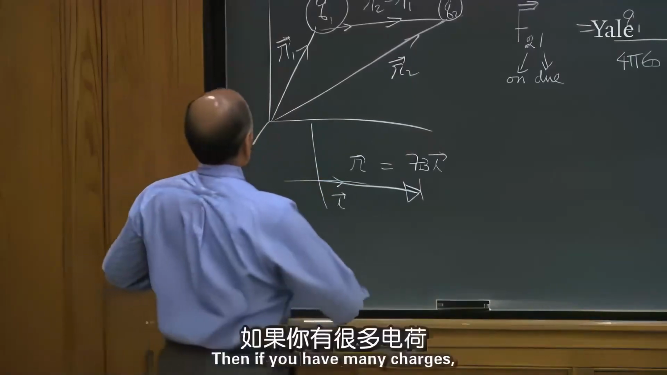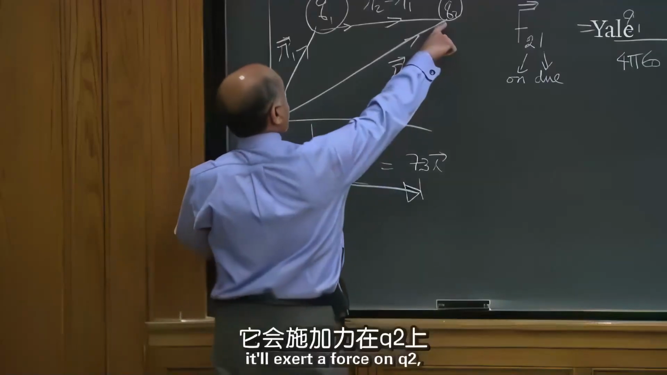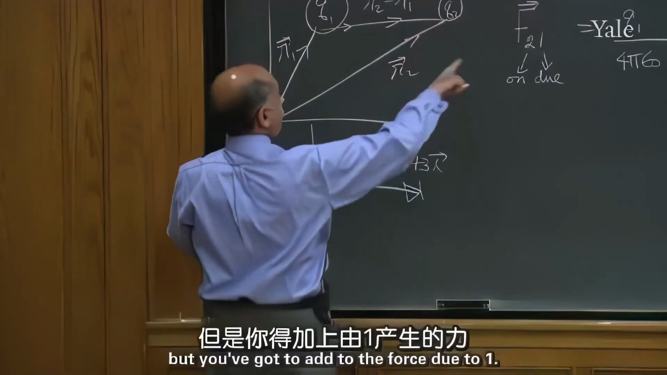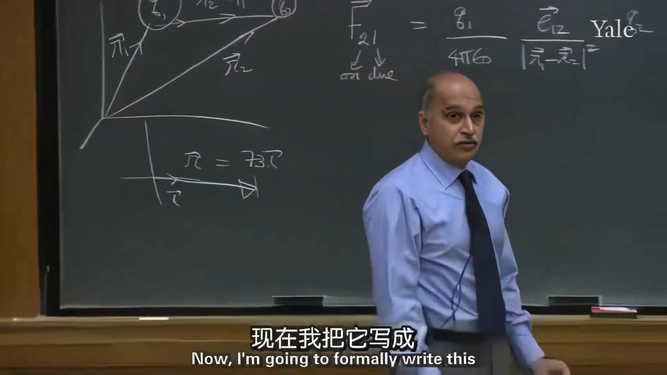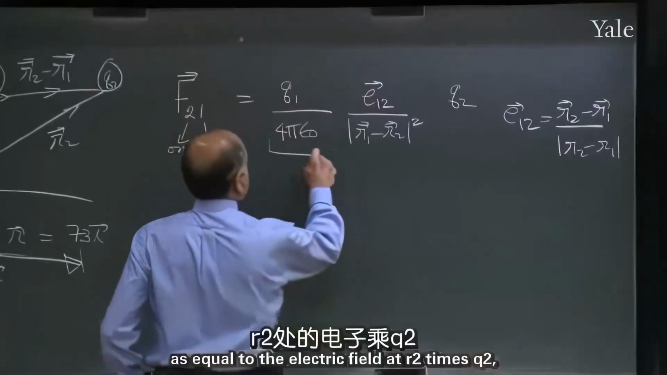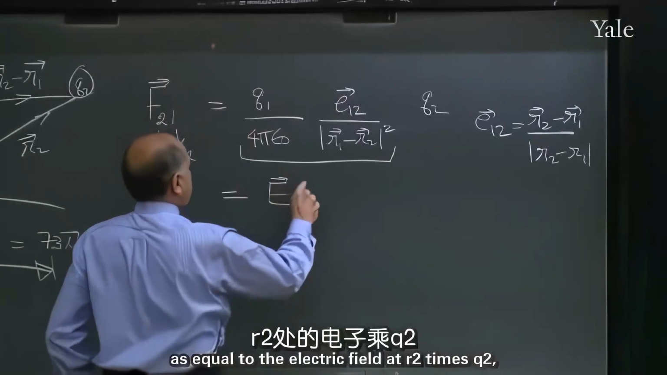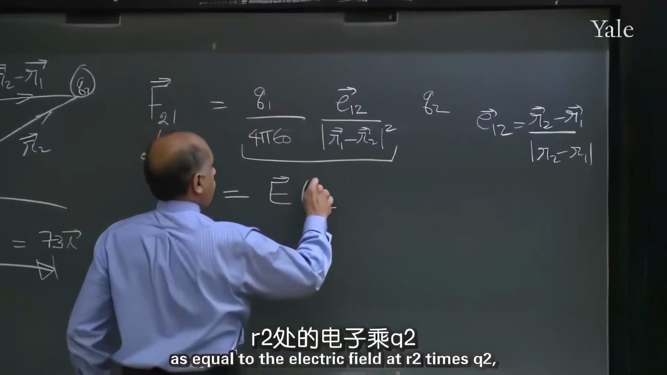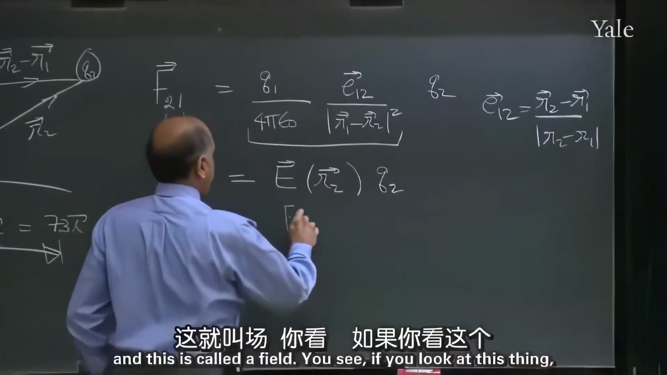Then if you have many charges, say one more here, it'll exert a force on Q2, which you have to add to the force due to Q1. But I'm not going to do that. I'm just taking 2 guys. Now, I'm going to formally write this as equal to the electric field at R2 times Q2, and this is called the field.